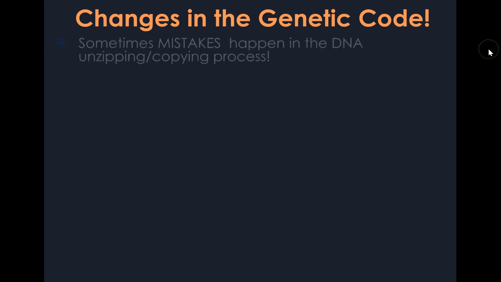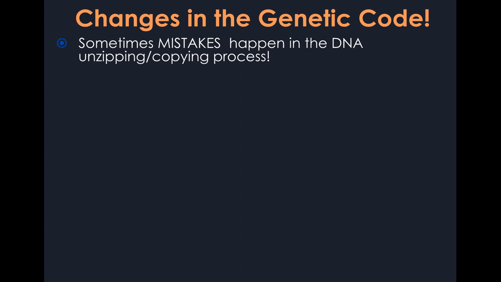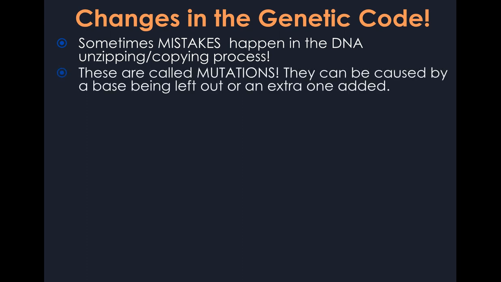But sometimes there are little errors or changes in the genetic code. Uh-oh. Mistakes do happen, even though they could be even just 1 in a billion base pairs. Think of how many base pairs there are. Mistakes can happen. These mistakes are called mutations. Mutations can be caused by maybe a base pair being left out, an extra one added, or even one just being put backwards.